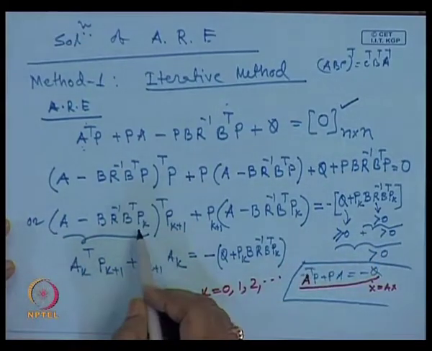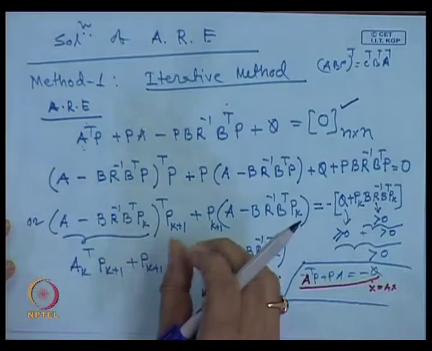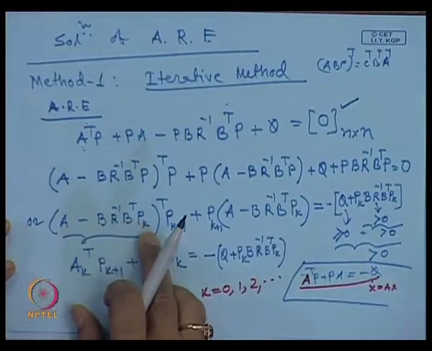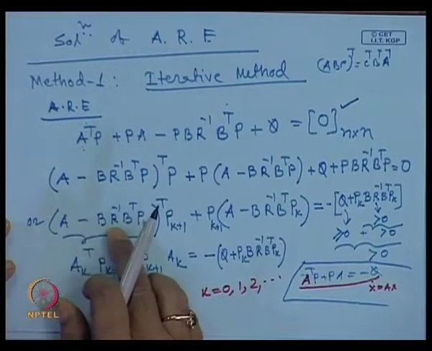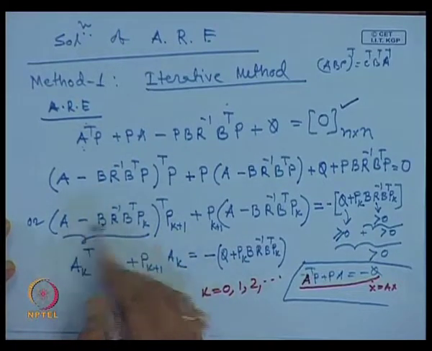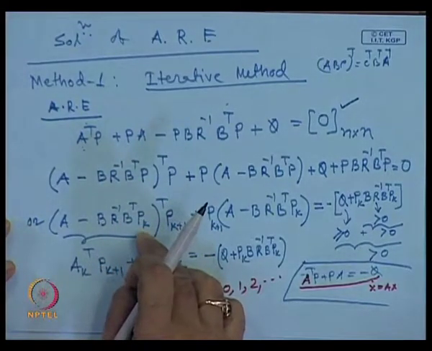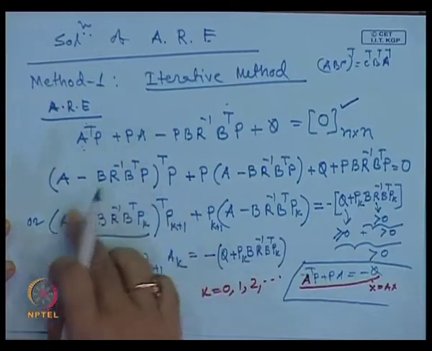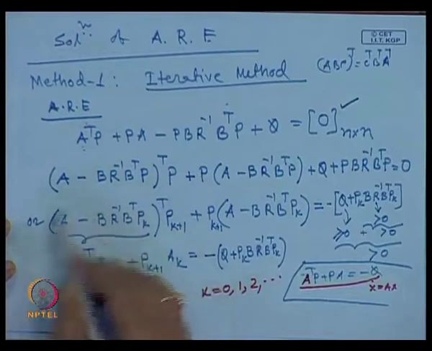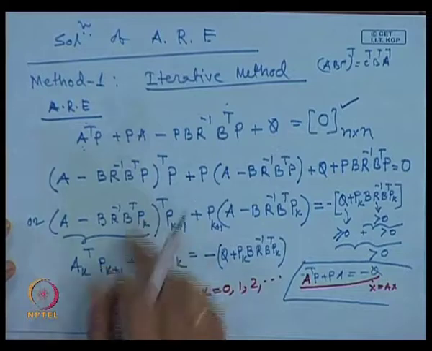Here also the initial value, let us call k is equal to 0. P of 0 you choose in such a way that A minus B R inverse B transpose P is nothing but A k. If you recollect, K is R inverse B transpose P. I told you that you have to select P of 0, k equal to 0, in such a way that this matrix is stable. A k is nothing but the closed loop system matrix at the kth iteration.